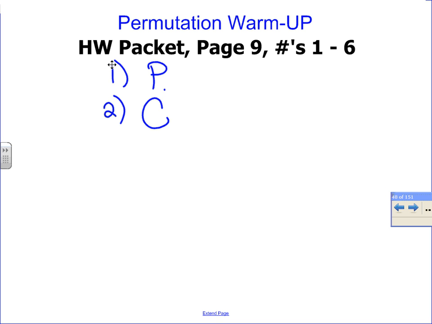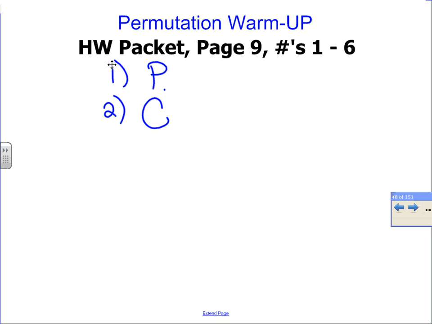This kind of means the word group. Anything that is associated with the word group is a combination because the order they're placed in that group or the order that they do something doesn't matter. We're going to discuss more of this today, and I'm going to give you a list of keywords.